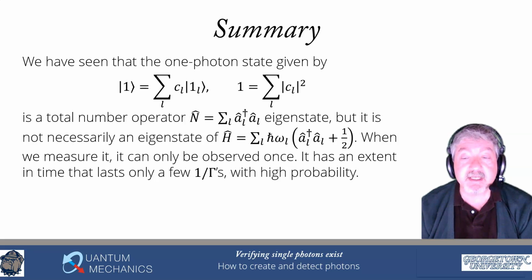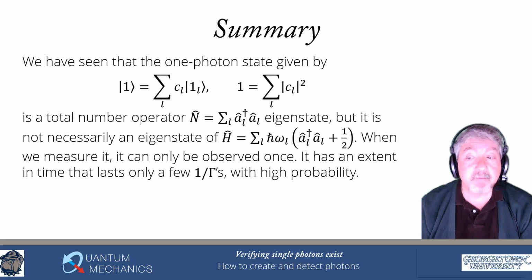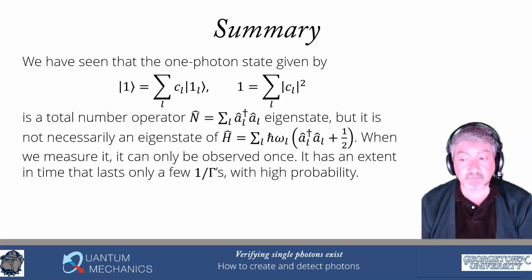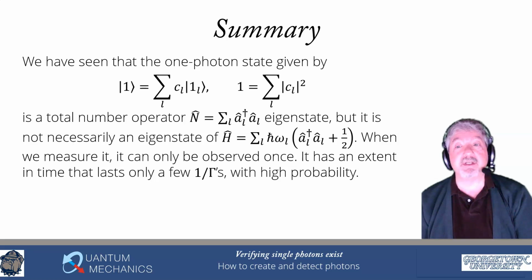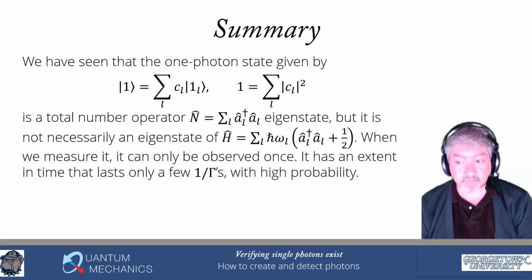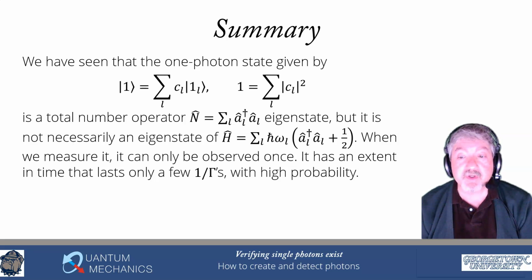So a single photon state is an eigenstate of the total number operator, but it is not an eigenstate of the Hamiltonian. So it is not a definite energy eigenstate. It is only a definite particle number eigenstate. And the particle number eigenstate, when the particle number is equal to 1, we call that a single photon state. Now, when we measure it, it can only be observed once. Once we measure it, we destroy it. We can't see it again. It's gone. It has an extent in time that lasts only a few inverse gammas with high probability. So once I've waited a few inverse gammas, I'm pretty much going to detect it if it's present.